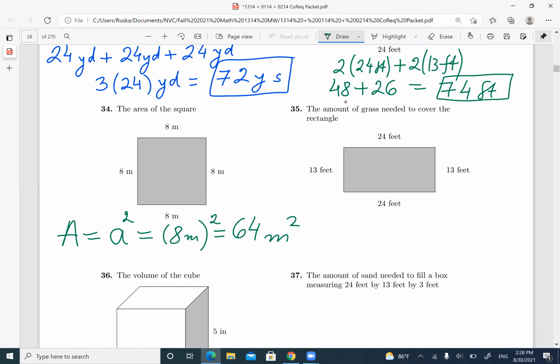Okay, so keep in mind when you find area, the unit is going to be square: meter square, feet square, yard square, whatever it is, square. If you find a perimeter, you add in yard, you add in meter, so it's going to be meter or yard, feet, okay? So area is always unit square, okay? The next one is area of rectangle.